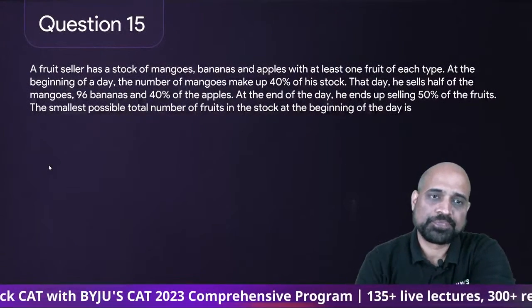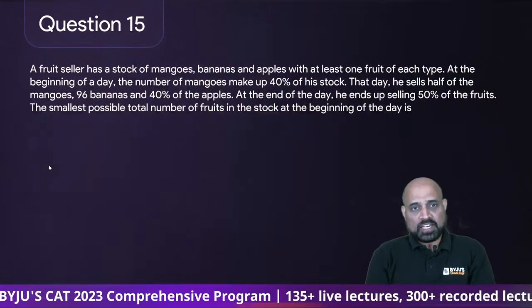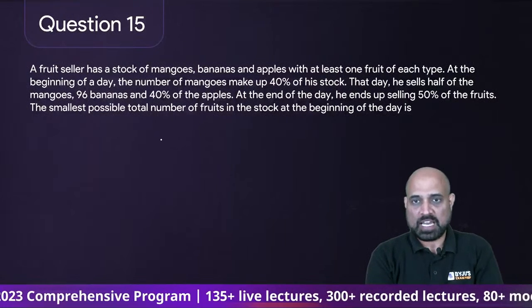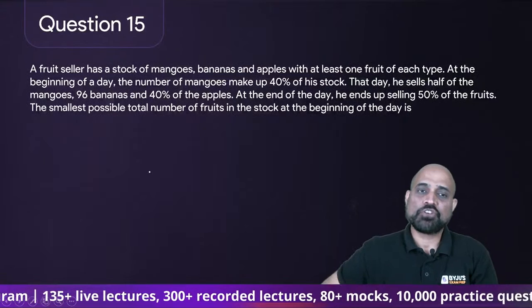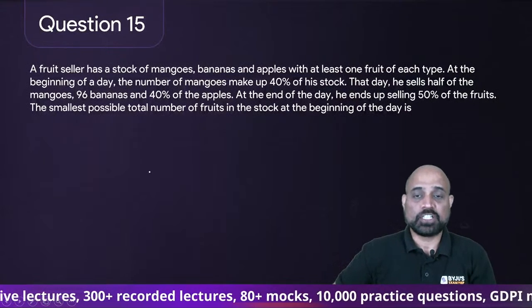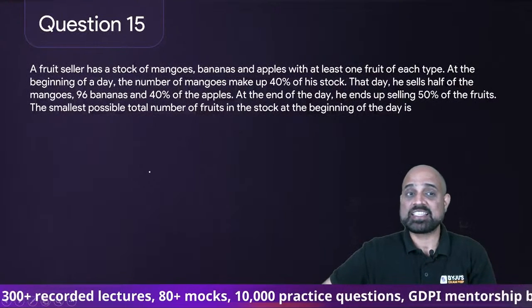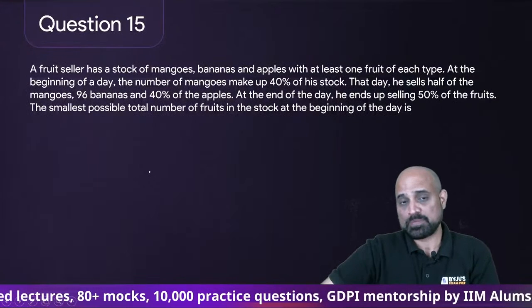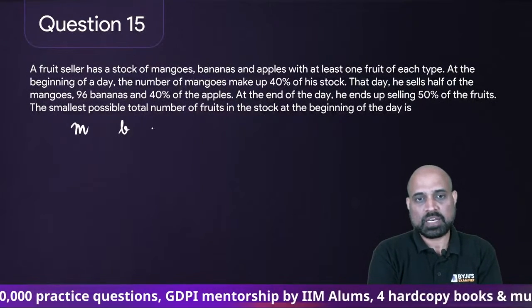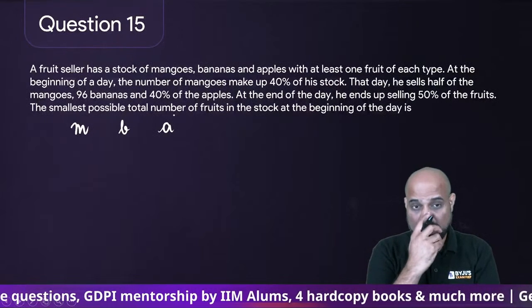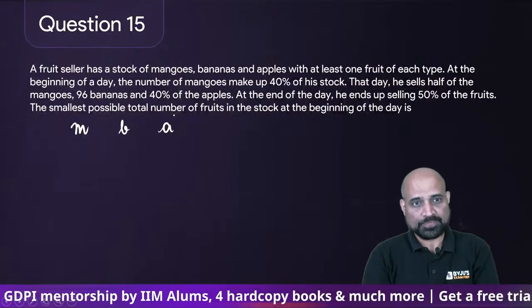Okay. A fruit seller has a stock of mangoes, bananas and apples with at least one fruit of each type. At the beginning of a day, the number of mangoes make up 40% of his stock. That day, he sells half of the mangoes, 96 bananas, and 40% of the apples. So we have got mangoes, bananas, and apples. सब में एक fruit तो है ही.